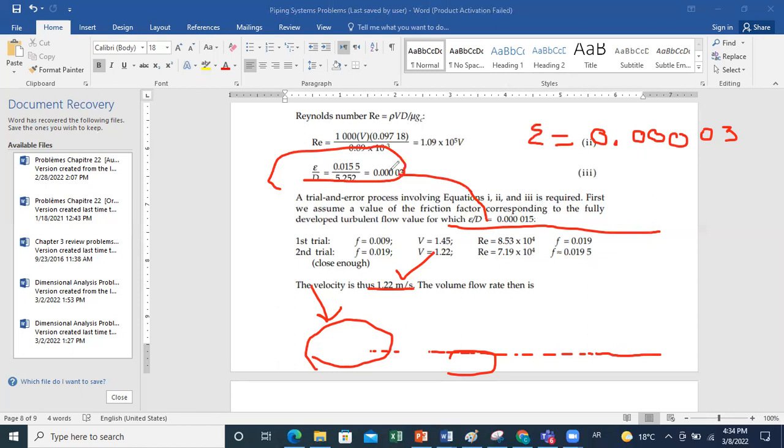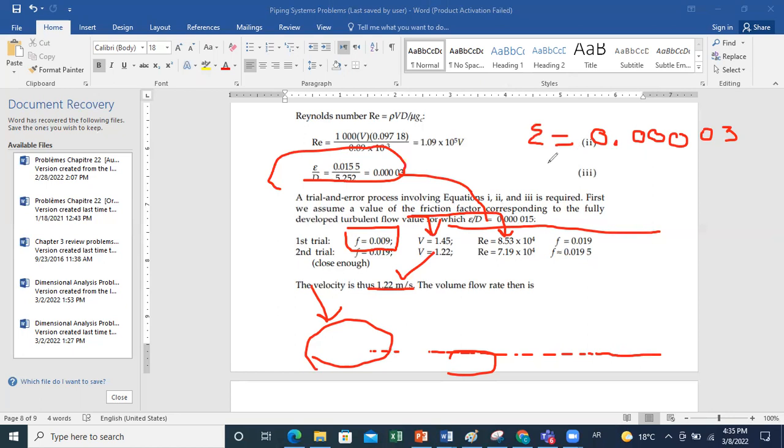So once you get the value of f, the first trial for you is f equal, let's say, 0.009, that you got from the flat plate region. Now if you substitute, you get V from the first equation. You substitute V in Reynolds, you get Reynolds. Then let us go now to Moody and update the value of f.